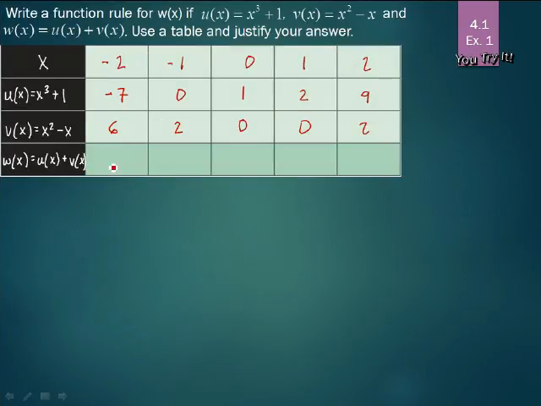So now we can just add these together. So we get -7 plus 6 is -1. 0 plus 2 is 2. 1 plus 0 is 1. 2 plus 0 is 2. And 9 plus 2 is 11.